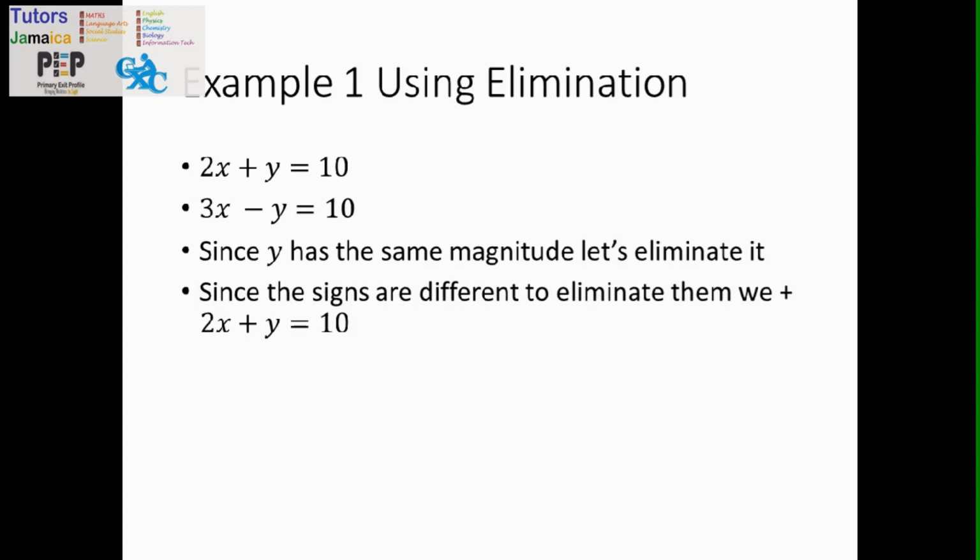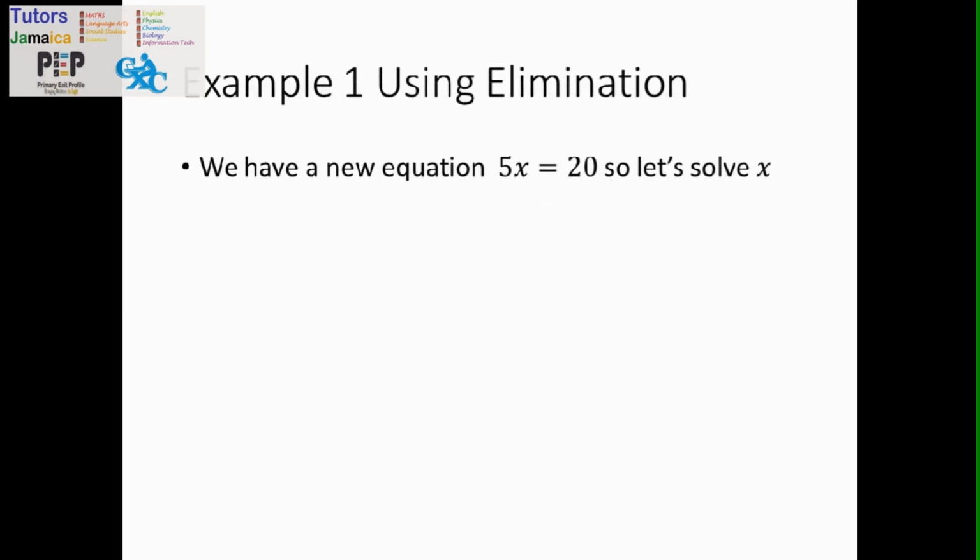So 2x plus y equals 10 plus 3x minus y equals 10. So what we end up with is 5x is equal to 20, because positive y cancels negative y. So we have a new equation: 5x is equal to 20. So let's solve for x. 5x is equal to 20, so x is equal to 20 divided by 5. So x is equal to 4.